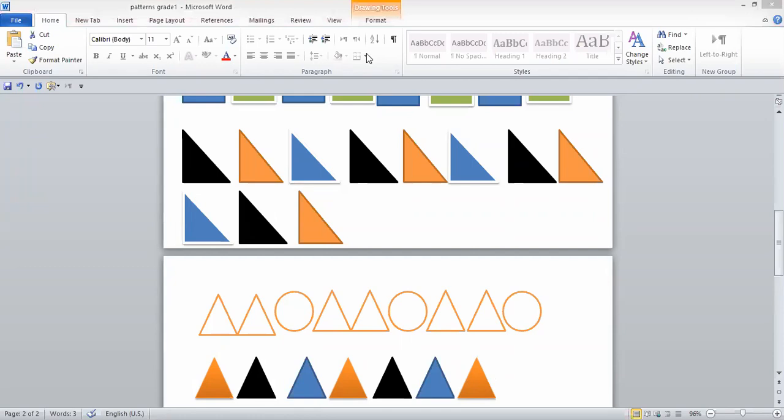Tell me the pattern, Hatim. Orange, black, blue. Orange, black, blue. Orange, then which color should be next? Look at the pattern again. The first triangle color is orange. Then black, then blue, then orange, black, blue, orange. Then which color should be next? Black. Very good. Why? Because in the pattern after an orange triangle there is a black. After an orange triangle there is a black.